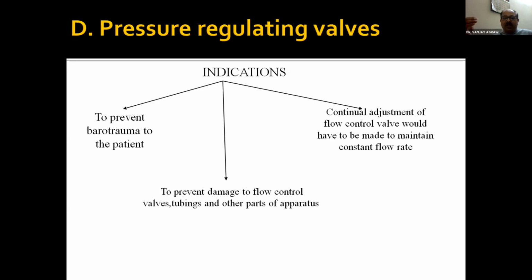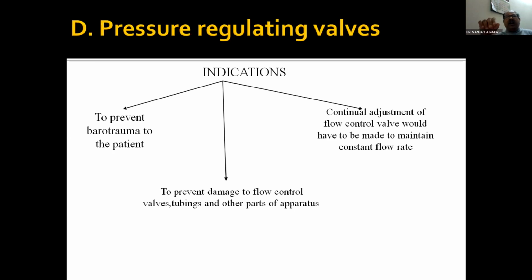So because of which there may be a variation in the pressures which may cause a lot of wear and tear in the part. And similarly, because of this, as the pressure goes down, you may have to continuously adjust the flow control valves to maintain the constant flow rate. So the pressure regulating valves have these three functions.